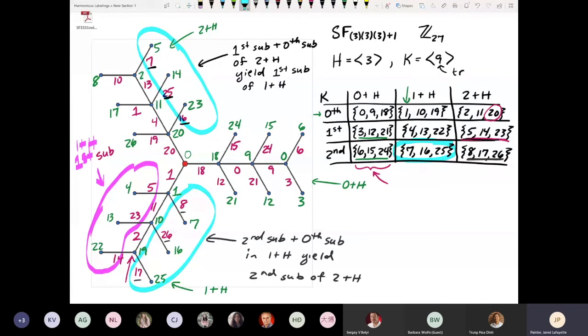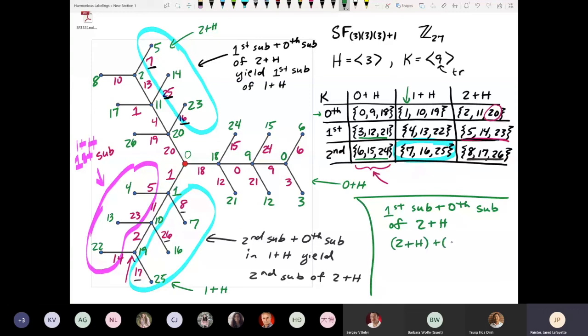If we didn't have that position shift, then we wouldn't have any problem here. But because of that position shift, it kind of screwed us up. And the reasoning behind this that we found out, so I'm going to do a little side work down here. If you think about doing something from the first subcoset plus the 0th subcoset of 2 plus h, then we get something from 2 plus h in a sense plus 2 plus h. This is kind of scratch work.